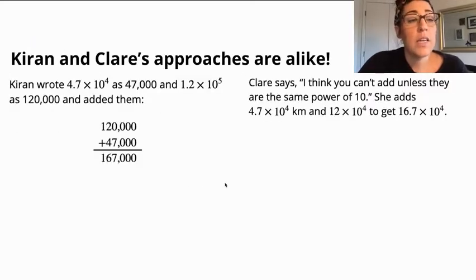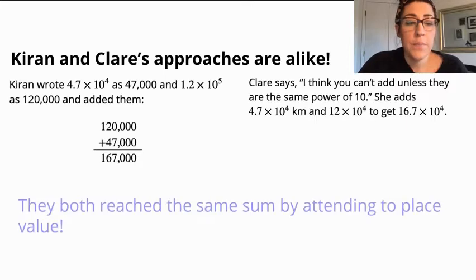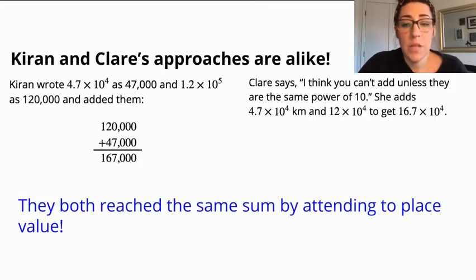So Kieran and Claire's approaches are alike. They both reached the same sum by attending to the place value, where Diego did not do that. The only difference here is now we want to really think about putting it into scientific notation to make that comparison.